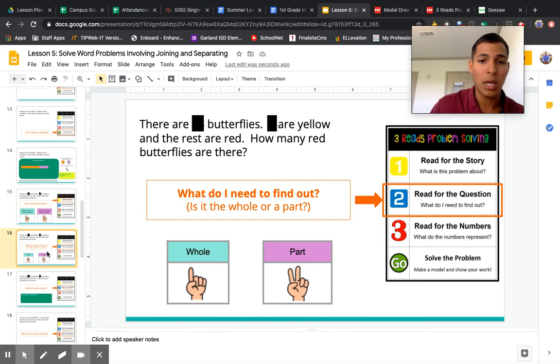Let's move on. What do we need to find out? Is it a whole now or is it a part? One if you think it's a whole, two if you think it's a part.